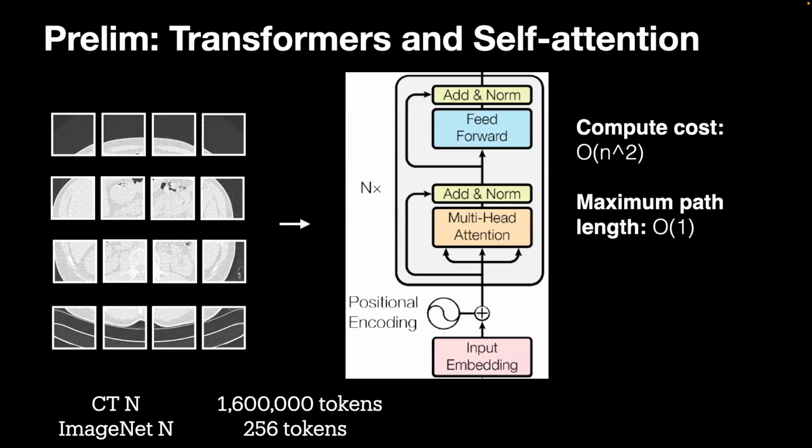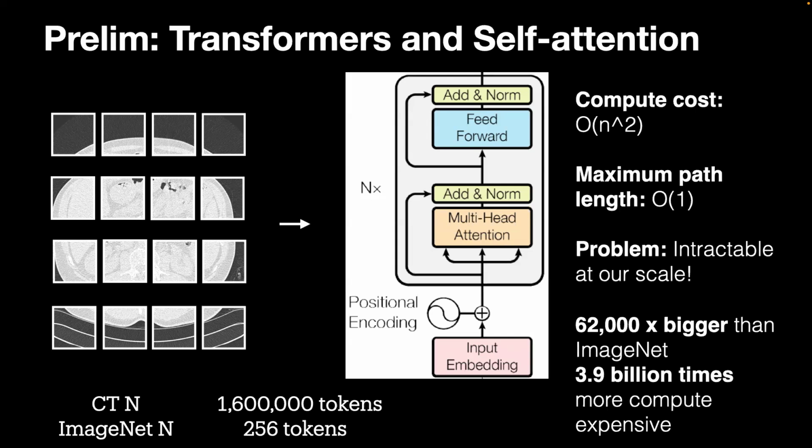The trouble is that because you're comparing everything to everything, with n tokens it's O(n squared). If the image is 10 times bigger, it requires 100x more compute. Compared to ImageNet, we're 62,000 times bigger for just a single CT, so this is 3.9 billion times more expensive. That's outlandish, it doesn't work. You need a fundamentally new building block that gets you something like O(1) scaling, very efficient at propagating long-range patterns, but without this crazy scaling.